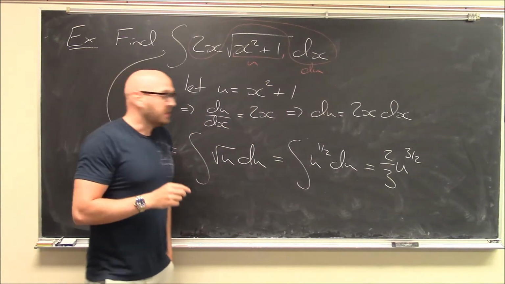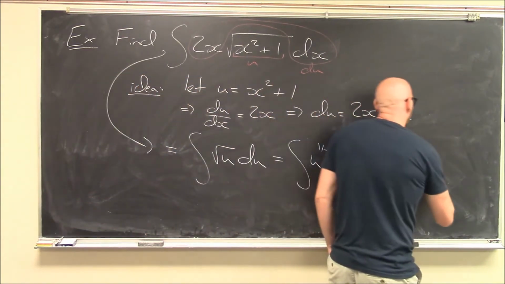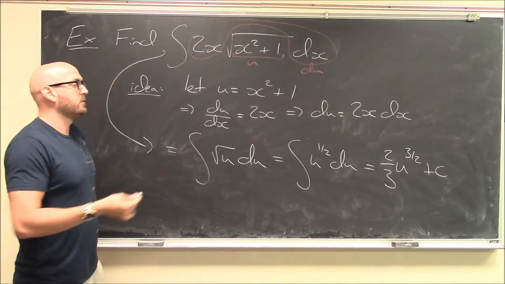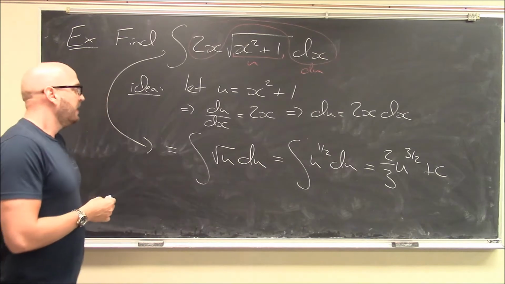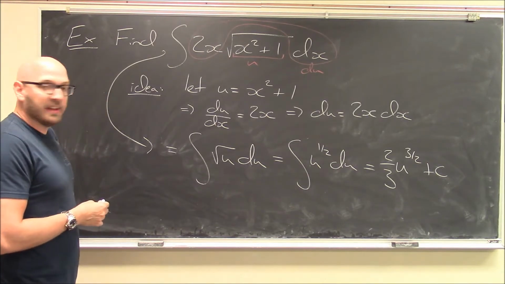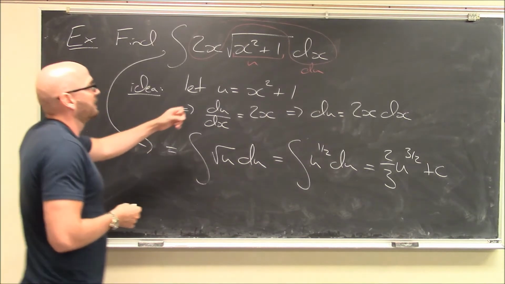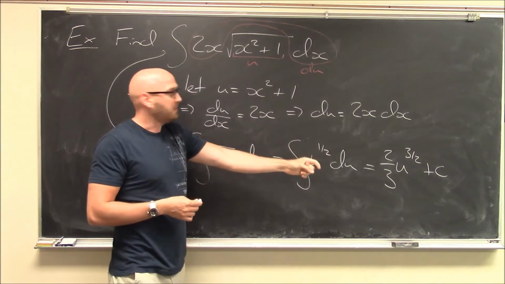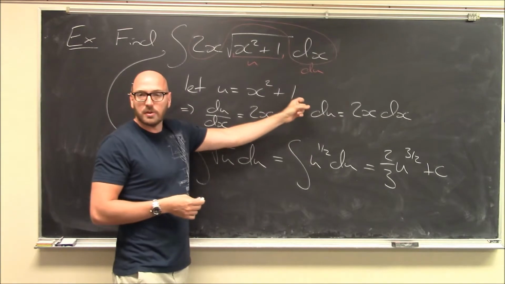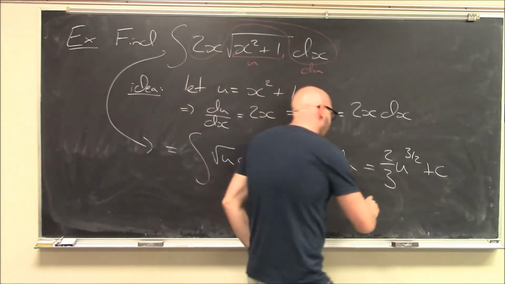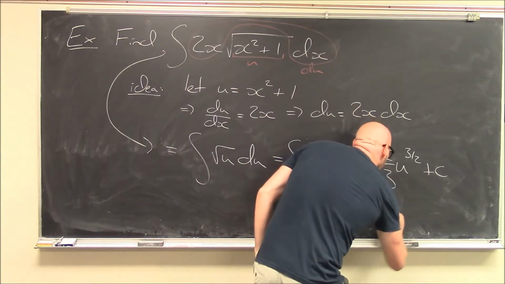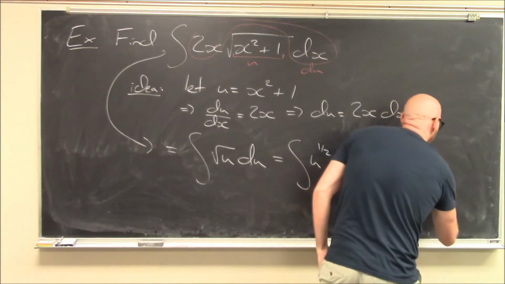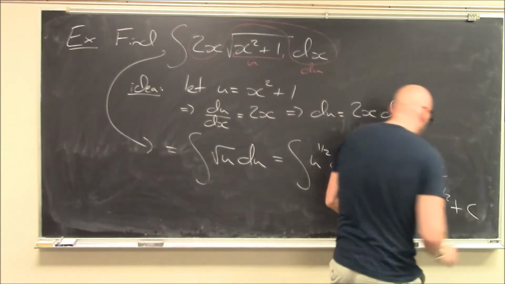And I've forgotten to do one thing here. I need to write plus c, because I want the most general antiderivative. So there's one more thing left to do, which is I didn't start with a function of u, I started with a function of x. But what I can do is back substitute. I know what u equals. u is x squared plus 1. So if I want to go back to x, this will be 2/3 times x squared plus 1 to the 3/2 plus c.